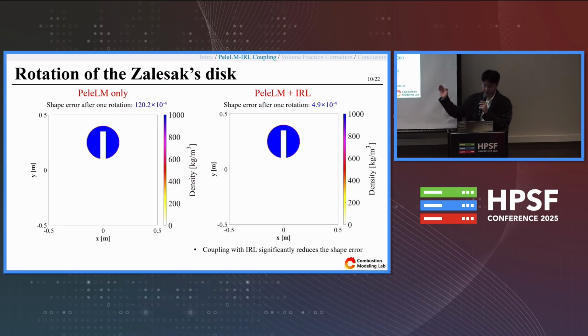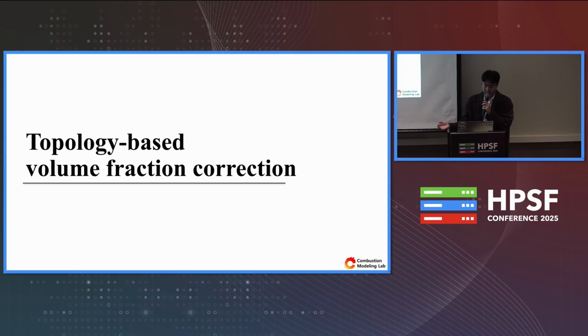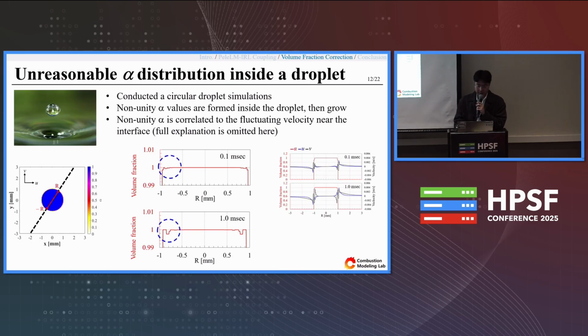And I also show the shape error after one rotation, and you can see that the coupling with IRL significantly reduces the shape error. Then I'm going to introduce the topology-based volume fraction correction. This volume fraction correction is introduced because we found some unreasonable alpha distribution inside the droplet.